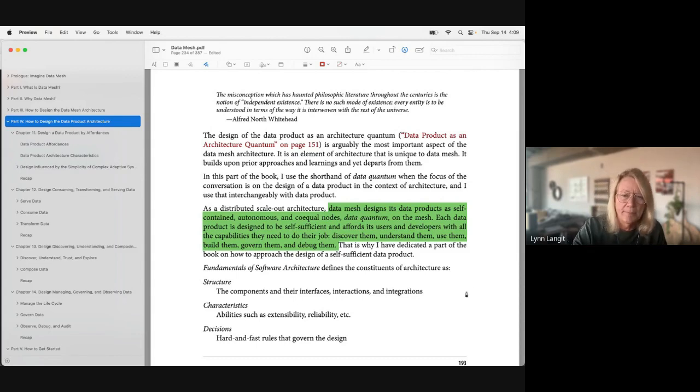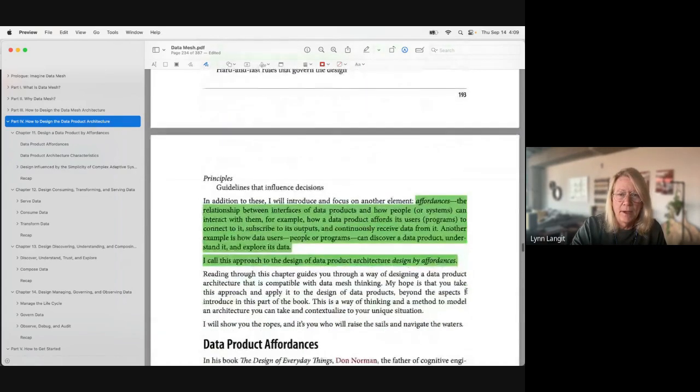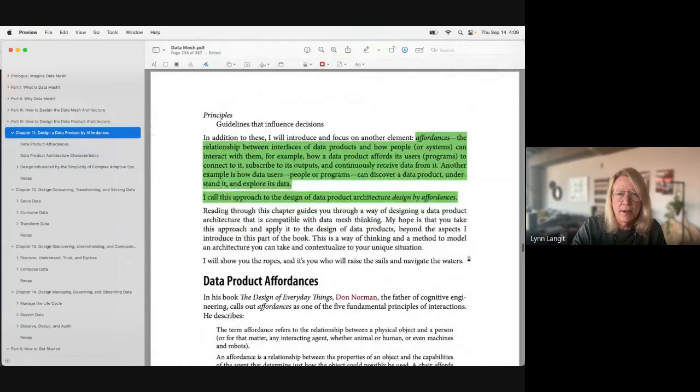So anywho. So here's her concept of affordances, the relationship between the interfaces of data products and how people or systems interact with them. For example, how a data product affords its users or programs to connect, subscribe, continuously receive. Another example is how data users, people or programs, can discover. So can they find it?